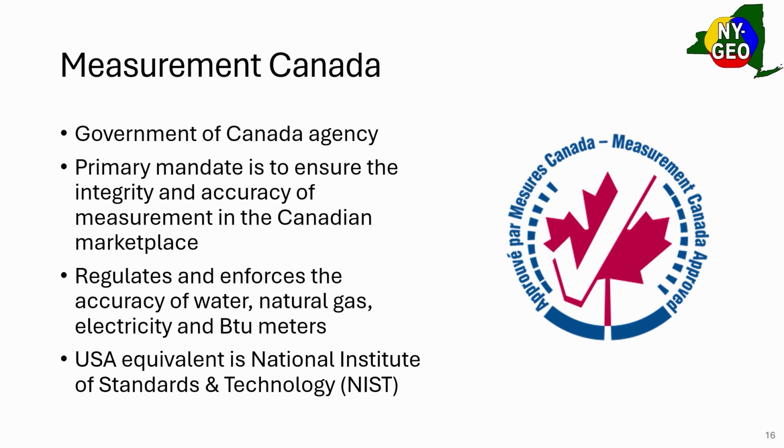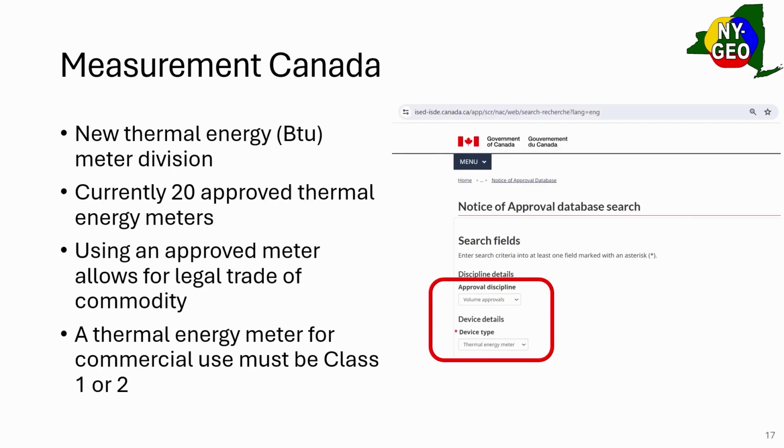So we can look to them to see what they're doing because the US equivalent, NIST, doesn't have a BTU standard right now. There's no heat metering standard for NIST, which is the National Institute of Standards and Technology. So what is Canada doing? Well, as we mentioned, there's a new thermal energy division. They have 20 approved BTU meters that can be used for the legal trade of the commodity BTUs.